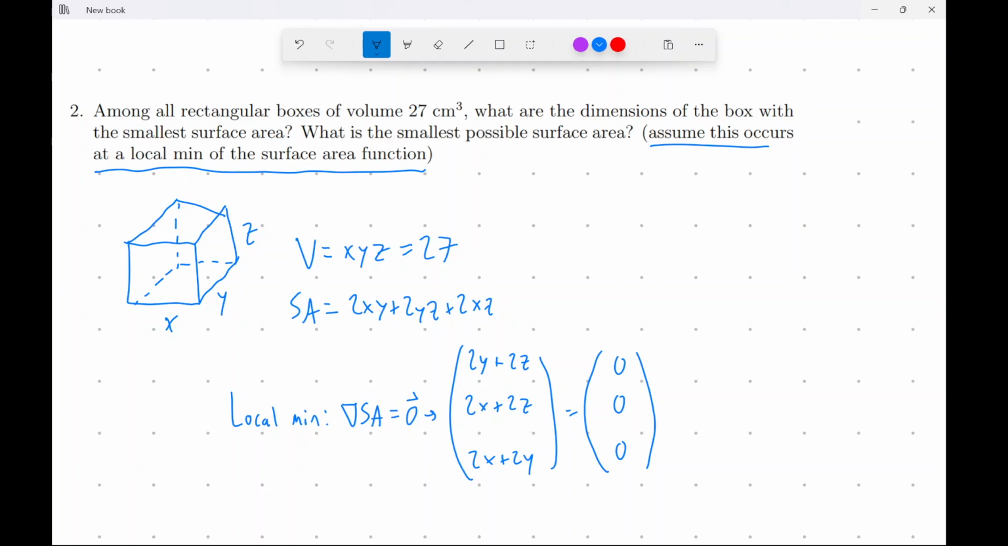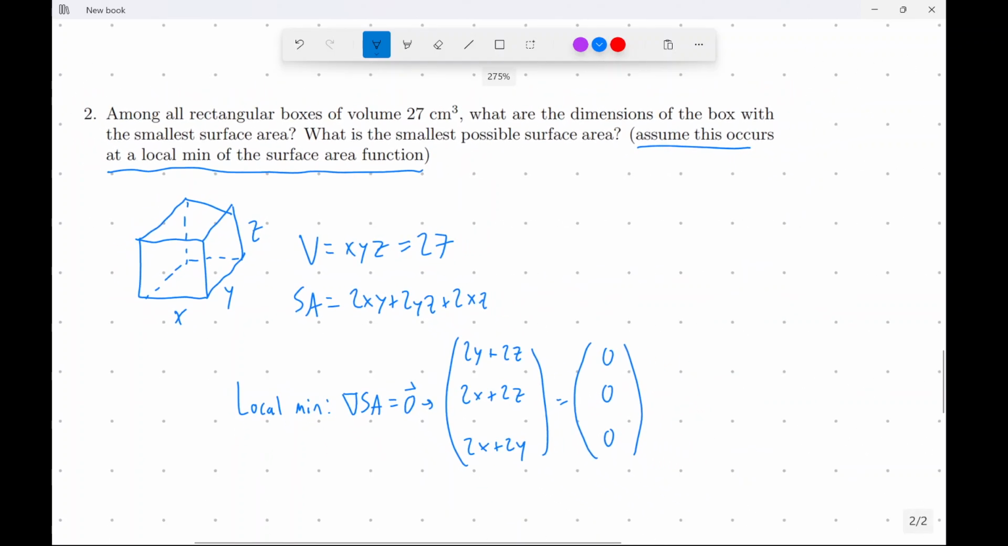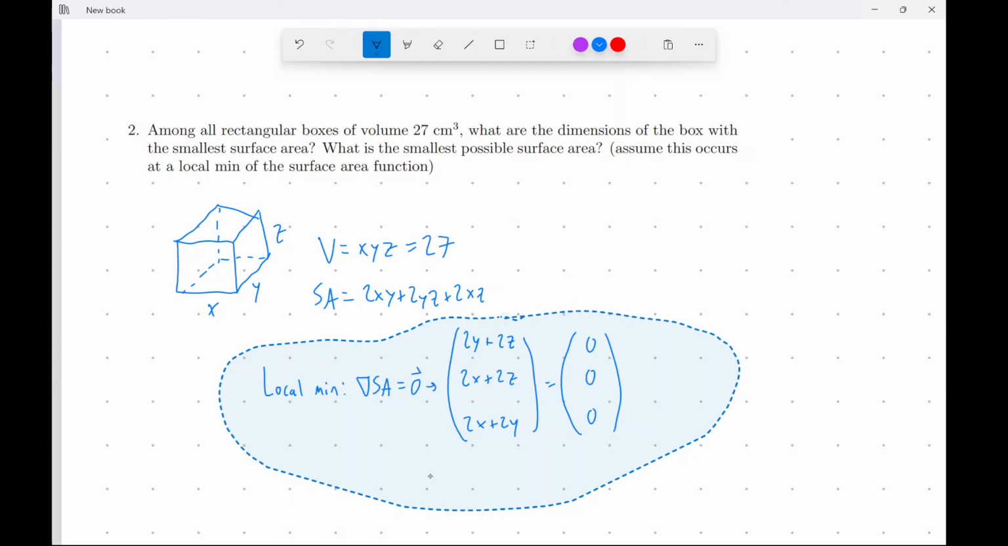What did I do wrong? I guess I didn't plug in my constraint. Yeah, that's a stupid way to word this. Okay, so let's redo this. That's my bad.